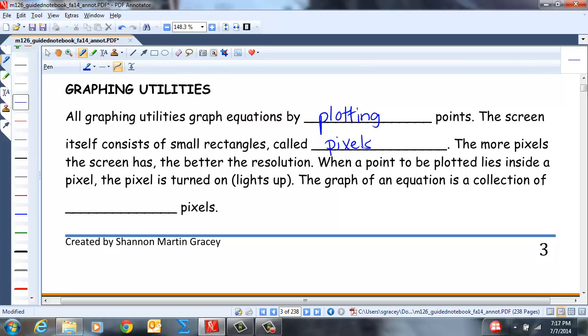So our graphing calculator is kind of weird. When it lights up, it's actually black. So it blacks up. I always had a little bit of trouble when I was first learning how to use the graphing calculator. So you'll see a black square if you plot a single ordered pair. So the graph of an equation is a collection of lighted pixels.